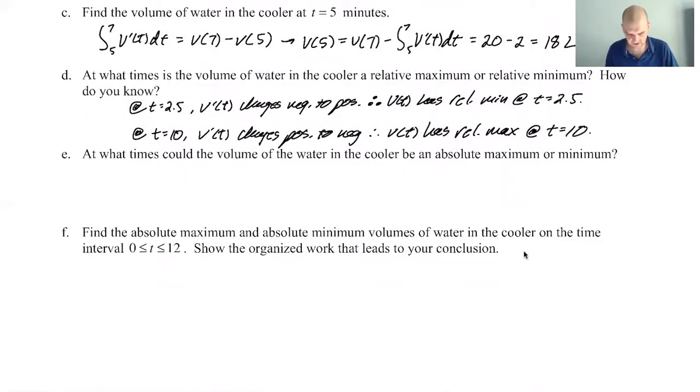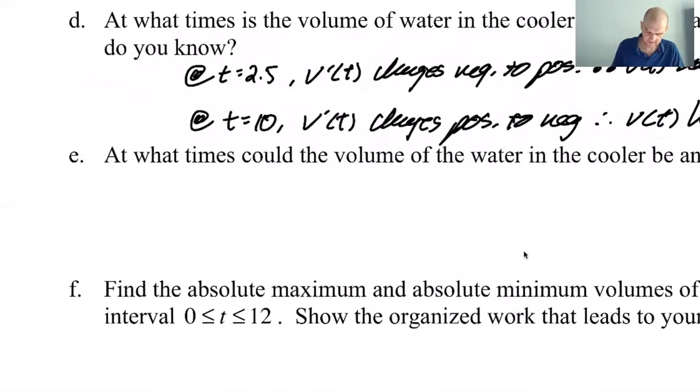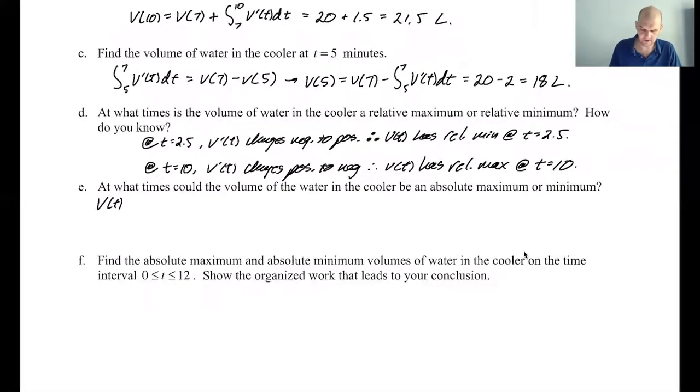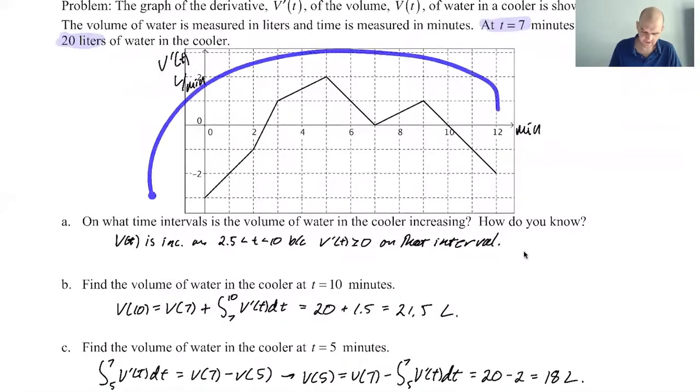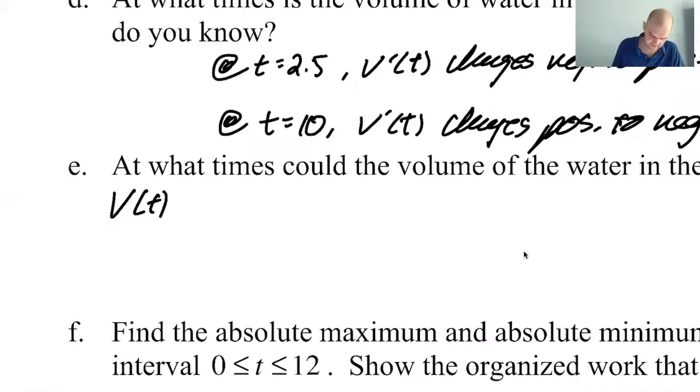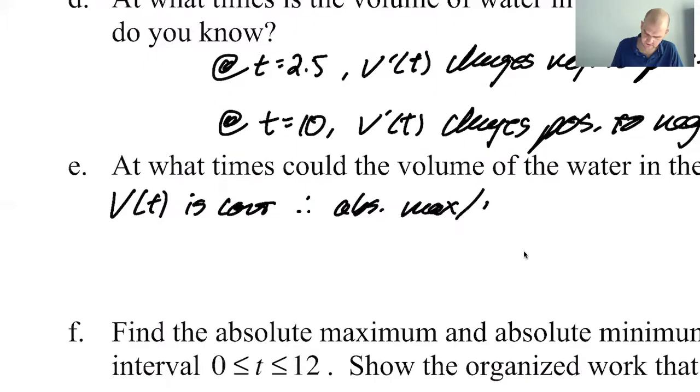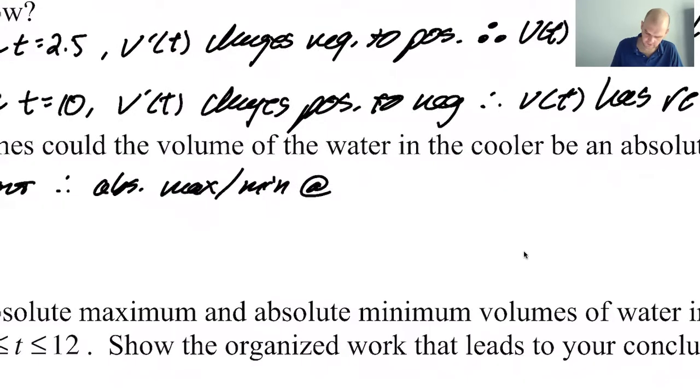At what times could the volume of water in the cooler be an absolute maximum or minimum? Candidates test, right? So volume has got to be continuous. We also know the derivative exists everywhere, which means it's differentiable everywhere, between 0 and 12 at least. And differentiability implies continuity. So v of t is definitely continuous. Therefore, the absolute max or min occurs at an endpoint or critical point.